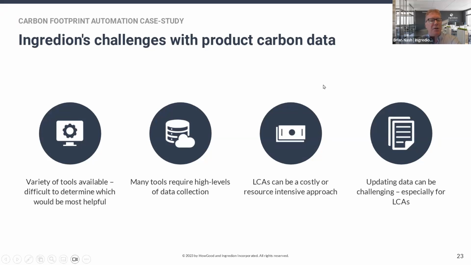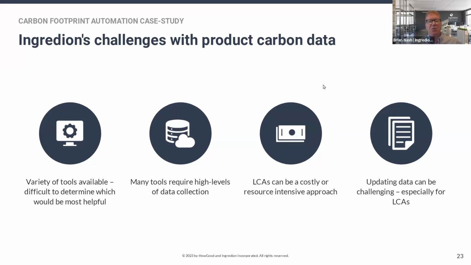I think Joao's covered a lot of this, but the challenge we're facing with product carbon data is there are a variety of tools. I think a lot of times it can be difficult to determine which is most helpful. So we use an approach there that I think is interesting to share. We have our stakeholders and they have a lot of requests, and there's no shortage of stakeholders that want me to use a specific tool. So we've started asking ourselves what makes the most sense for Ingredion, and let's start there, and then let's figure out what we want to bolt on to that.